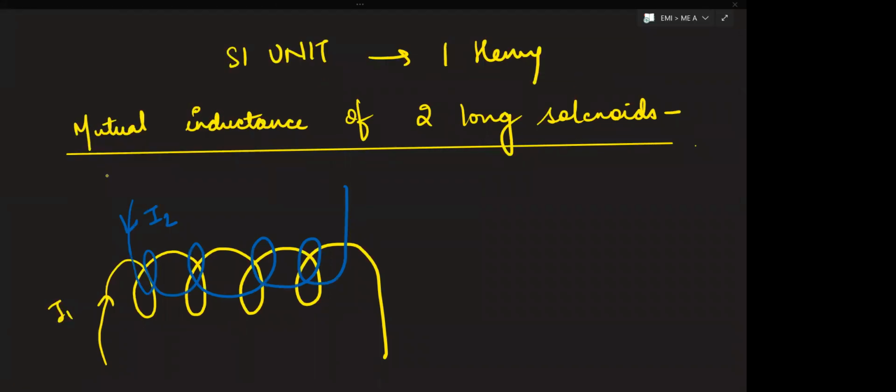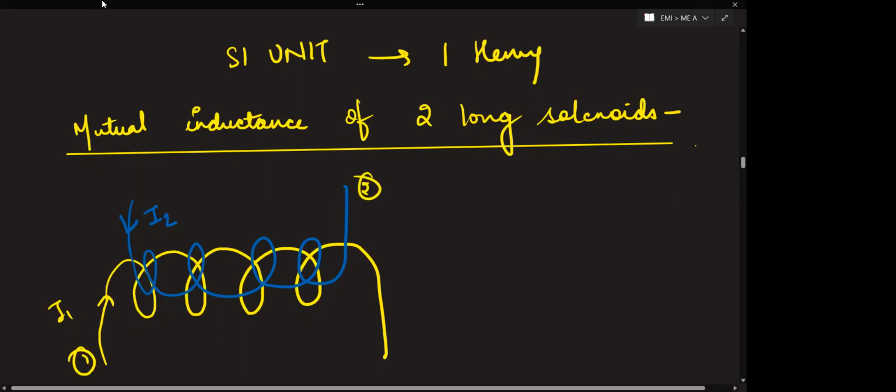Next, mutual inductance of two long solenoids. In your exam, you can get a question: derive an expression for the mutual inductance of two long coaxial solenoids and the factors they depend on. Now see, what did we do? We have considered two coils. So this is the first coil, this is the second coil.